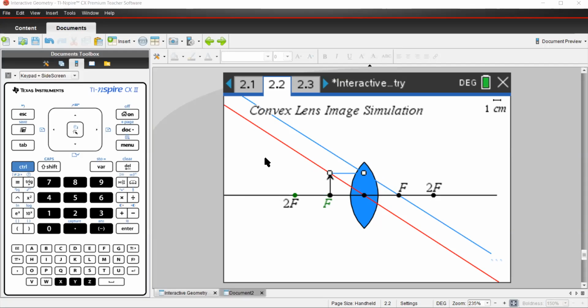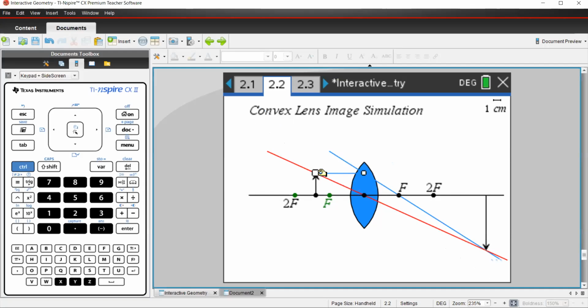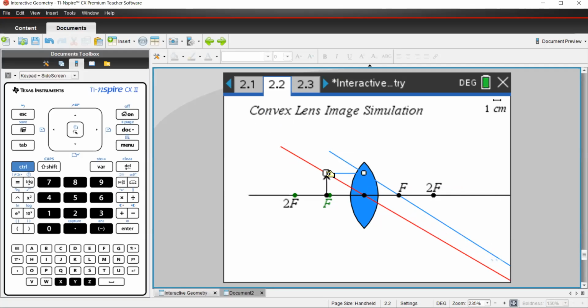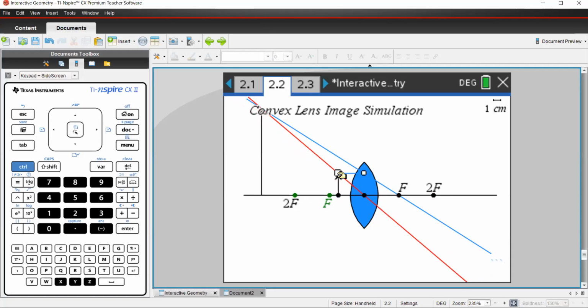So now you can see when I put my object on the focus, there is a parallel line. You can't get an image, or maybe at infinity it is making. So when the object is on the focus, the simulation says no image. Why? Because all the rays are parallel. Now I am moving more into the lens. As I move, the image comes at the same side of the object. At the same side of the object, you can see the image of this object.